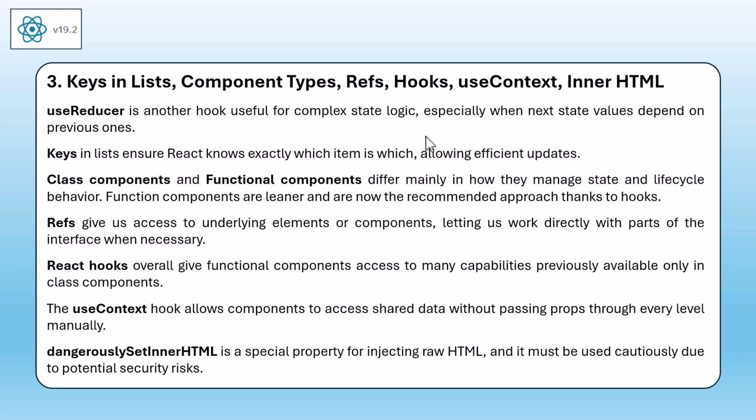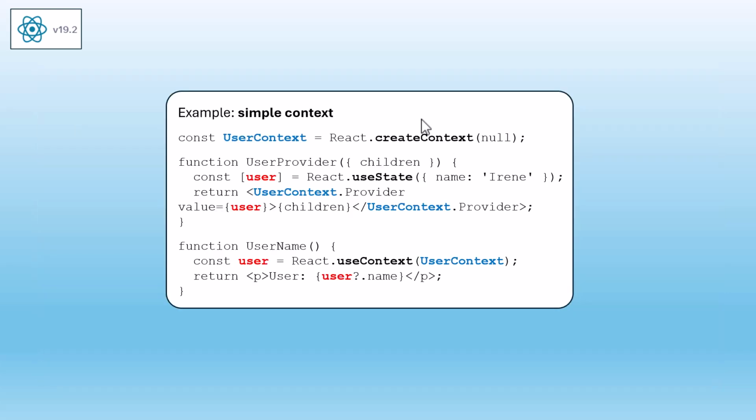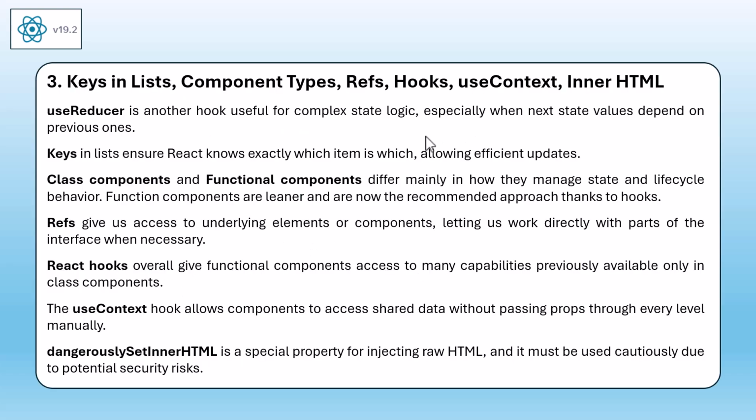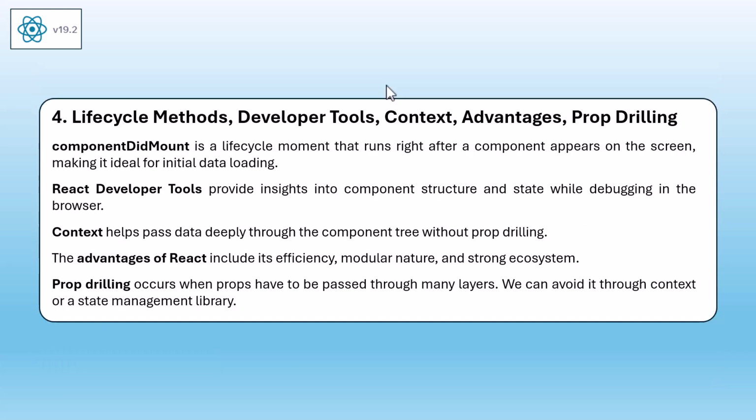React hooks overall give functional components access to many capabilities previously available only in class components. The useContext hook allows components to access shared data without passing props through every level manually. dangerouslySetInnerHTML is a special property for injecting raw HTML, and it must be used cautiously due to potential security risks. 4. Lifecycle methods, developer tools, context, advantages, prop drilling.